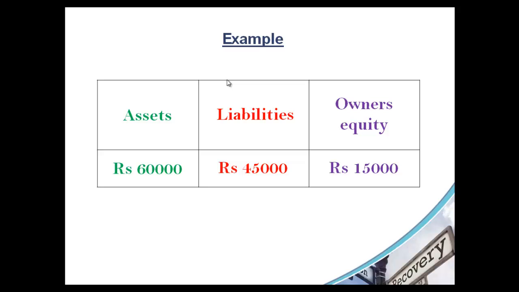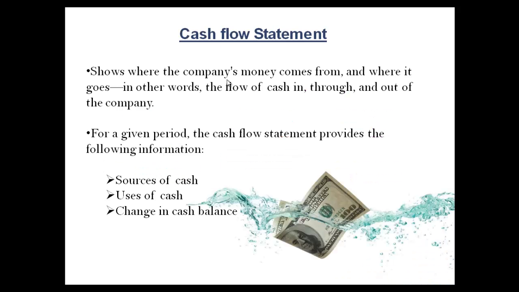As you remember, the third type of financial statements are the cash flow statements. What are the cash flow statements? A cash flow statement shows where the company's money comes from and where it goes. In other words, the flow of cash in, through and out of the company. For a given period, the cash flow statement provides the following information: sources of cash, uses of cash, change in cash balance.